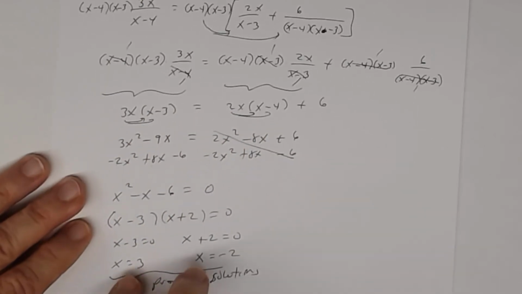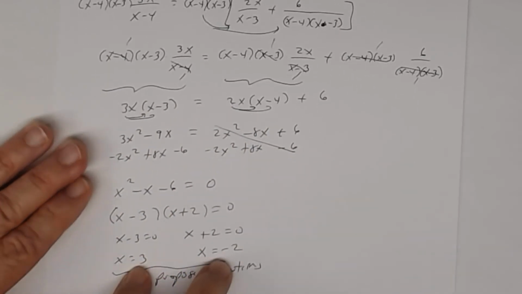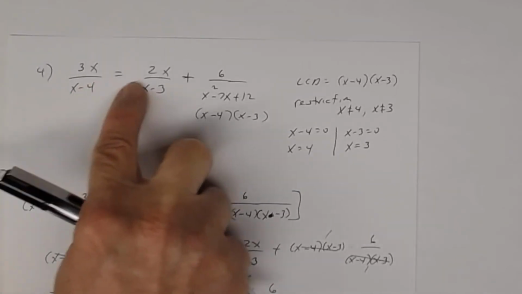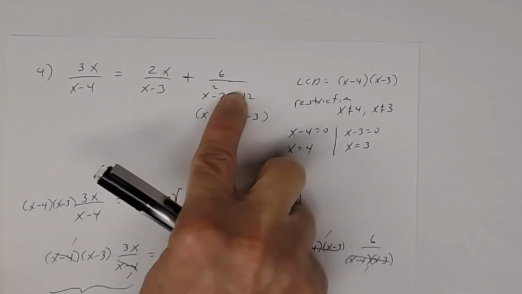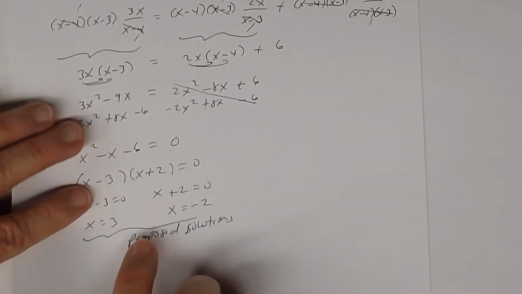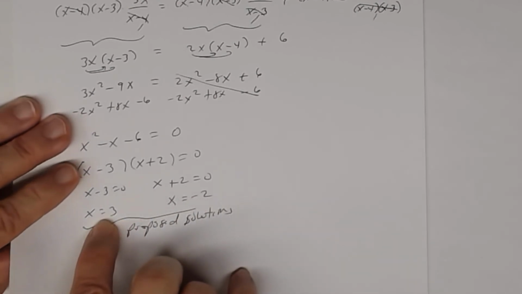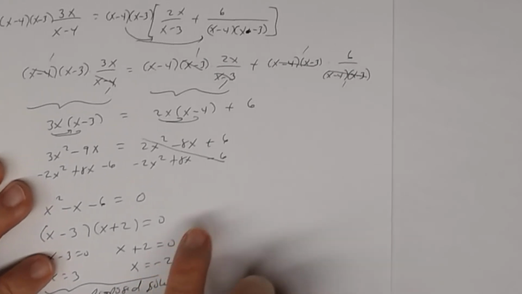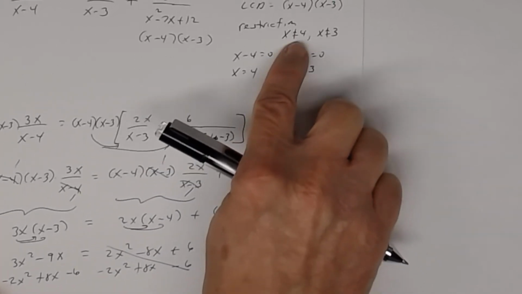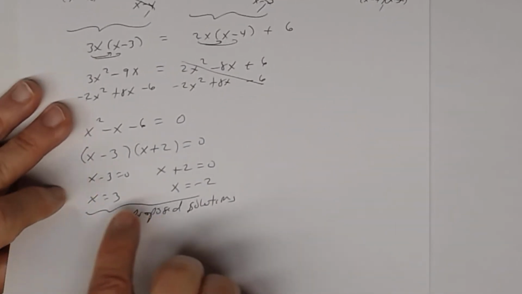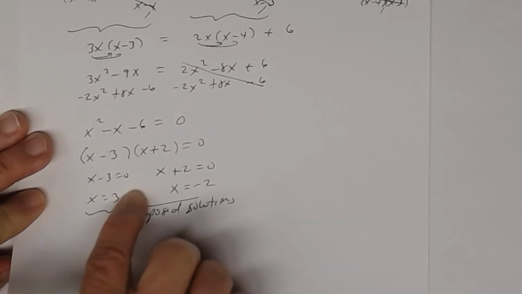But the question is, are these 2 proposed solutions a solution to the rational equation? All right. It could be that one of these could be extraneous. Could be a false solution. So that's where you look at your restrictions. So my restrictions are 4 and 3. What do you notice right here? Yep.